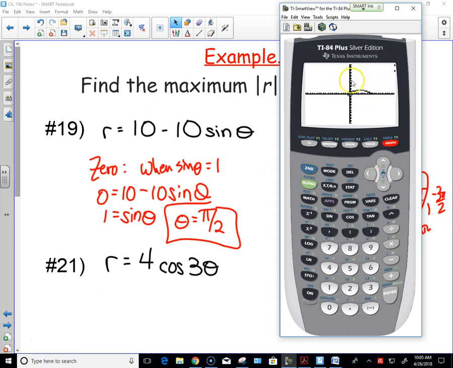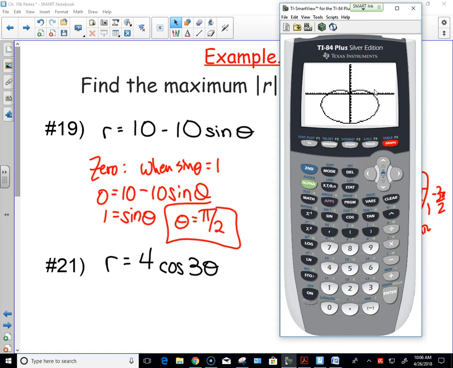It's going out, it's going out. Ooh, pi over 2, and now it's going to pi. Now it's going to 3 pi over 2. Now it's going to 2 pi. This curve does not double back in on itself because the biggest r can be is 20. The smallest r can be is 0. So r never goes negative. And because r never goes negative, you never have an inner loop on this function when a equals b.